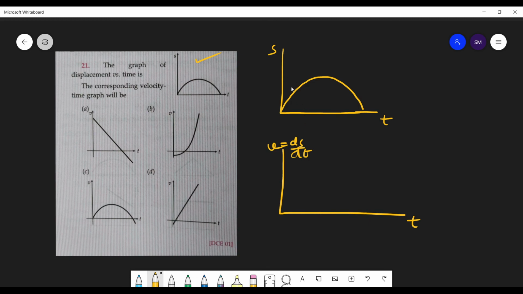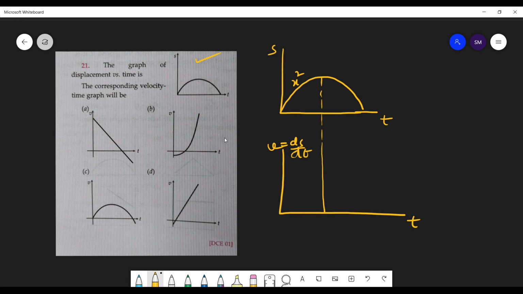So the degree will be 1 lesser. If it is x square, we can clearly see it's a parabola. So here the degree will be 1 lesser, so you will get a linear line over here. So that's the velocity.